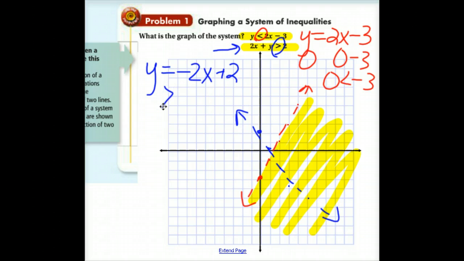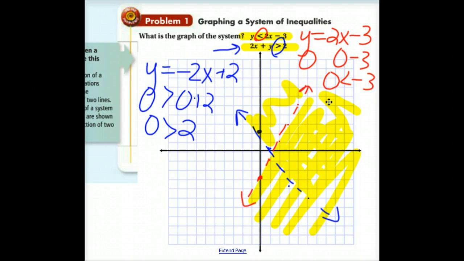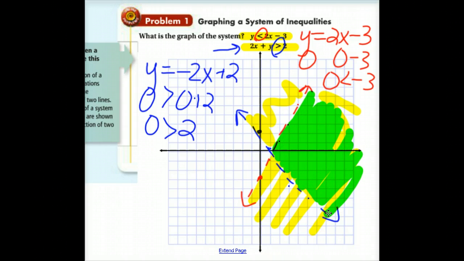Putting this symbol back in, if I put 0, 0 in, I get 0 is greater than 2. Well, 0 is not greater than 2. So I'm going to shade everything on this side of my blue line. And as you can see, the two shaded regions have something in common: underneath the red line and above the blue line. So this green region is the solution to this system of inequalities.